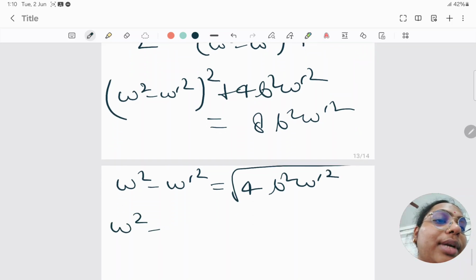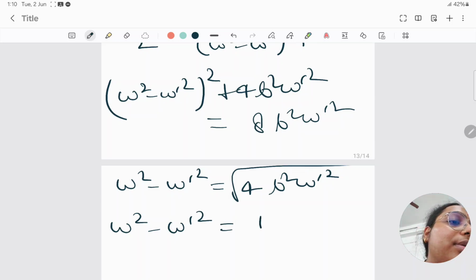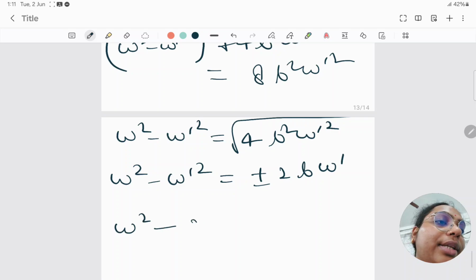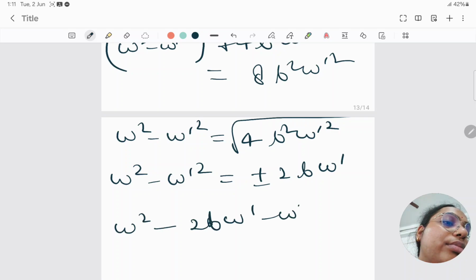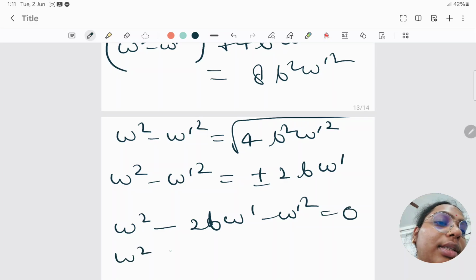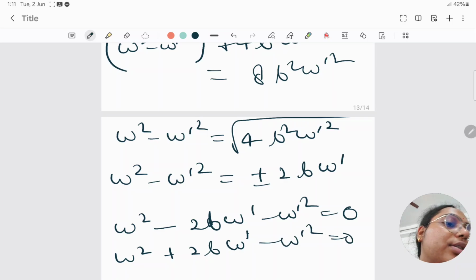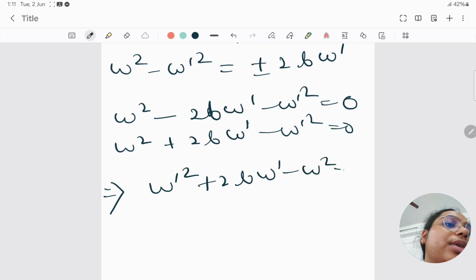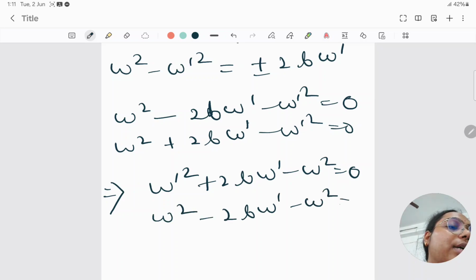So omega square minus omega dash square will be plus or minus 2b omega dash. So one equation you will get is omega dash square minus 2b omega dash minus omega square equal to 0, and the other equation you will get is omega dash square plus 2b omega dash minus omega square equal to 0. So you can also write it like this: omega dash square plus 2b omega dash minus omega square is equal to 0, and omega dash square minus 2b omega dash minus omega square is equal to 0.